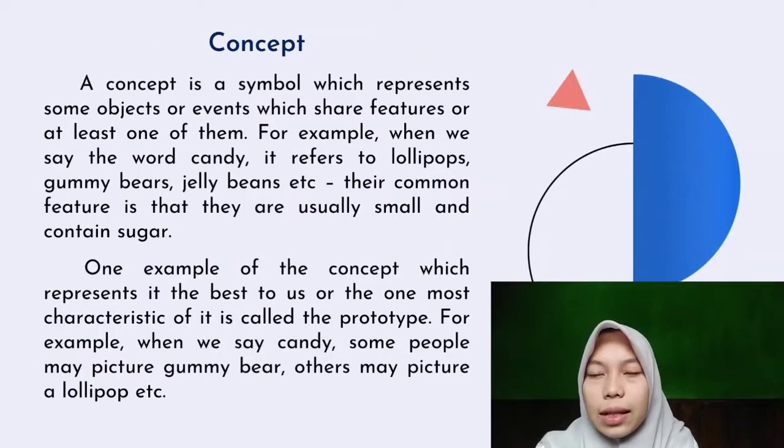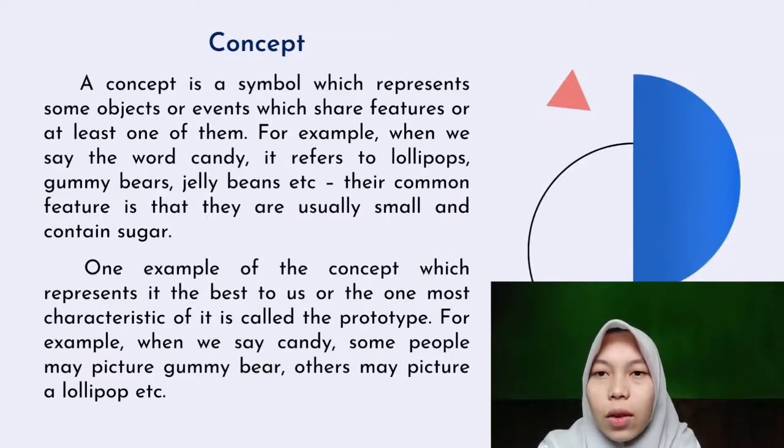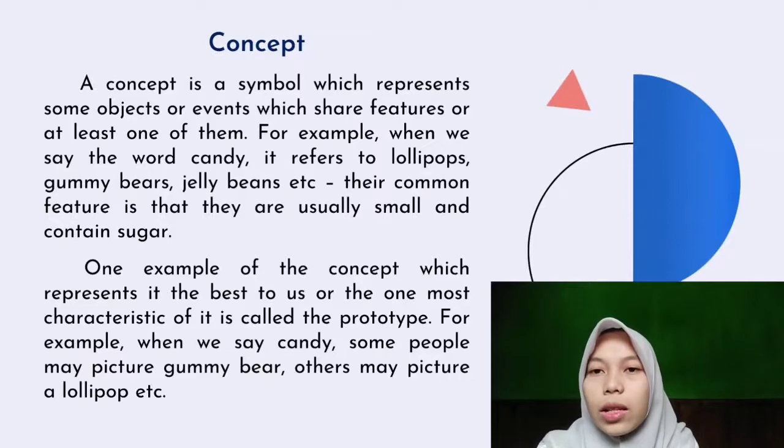A concept is a symbol which represents some objects or events which share features, or at least one of them. For example, when we say the word candy, it refers to lollipops, gummy bears, and jelly beans. Their common feature is that they are usually small and contain sugar.